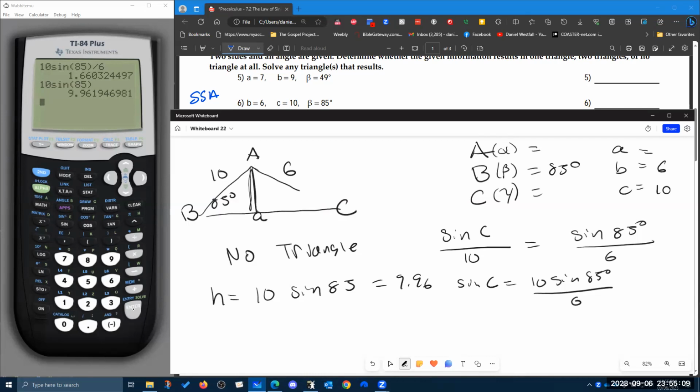If this side across from the given angle is not longer than the height here, then it can't come down and hit the base, because the shortest distance it has to travel is to make a right triangle here. If it's shorter than that 9.96, it can't possibly, it's going to be like a compass that swings this arc. It won't ever come down and cross that line that's down there. So there's no triangle.